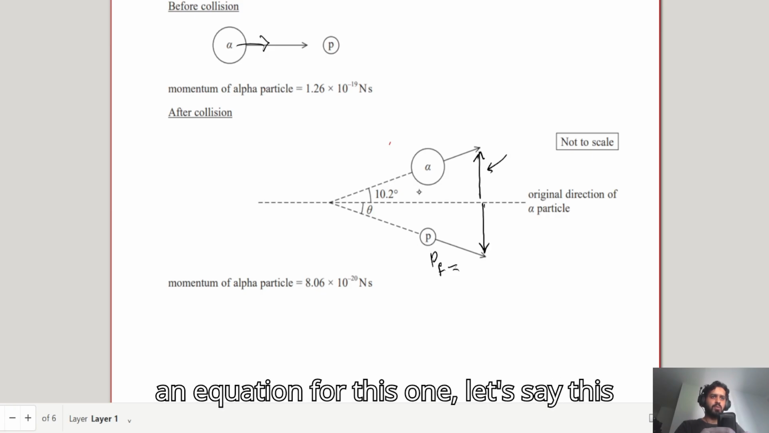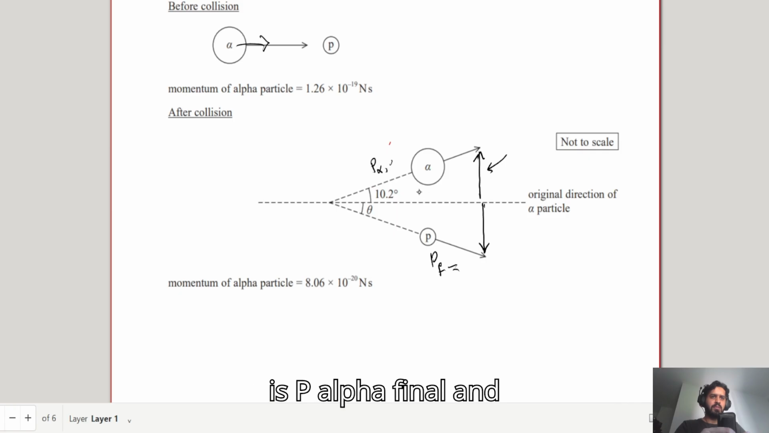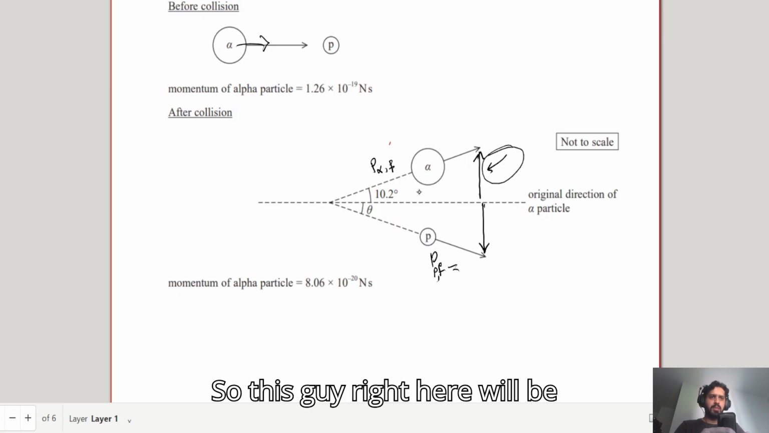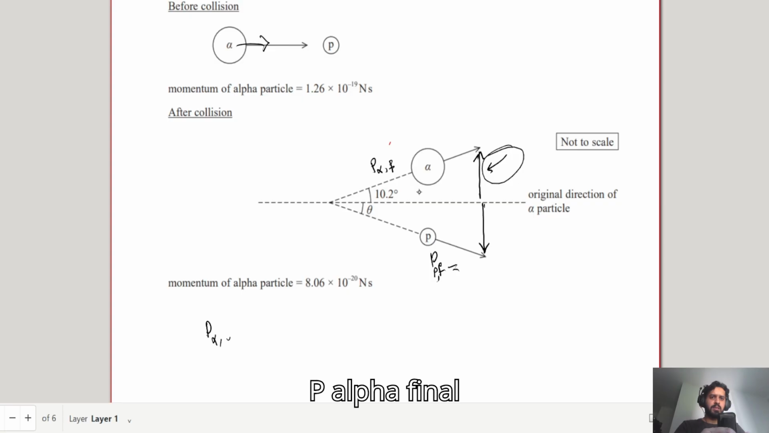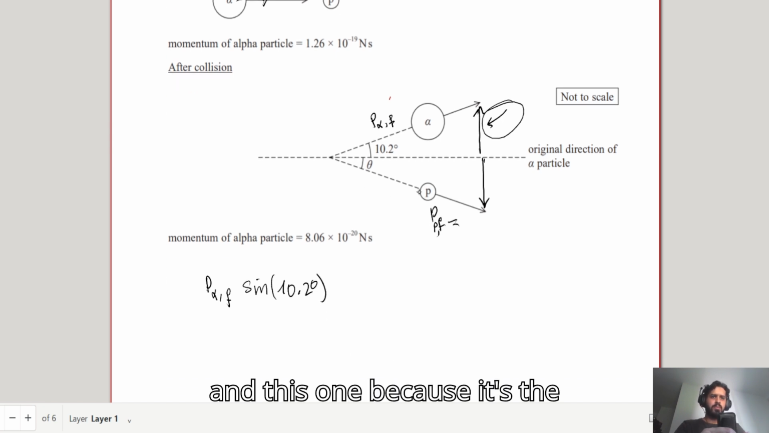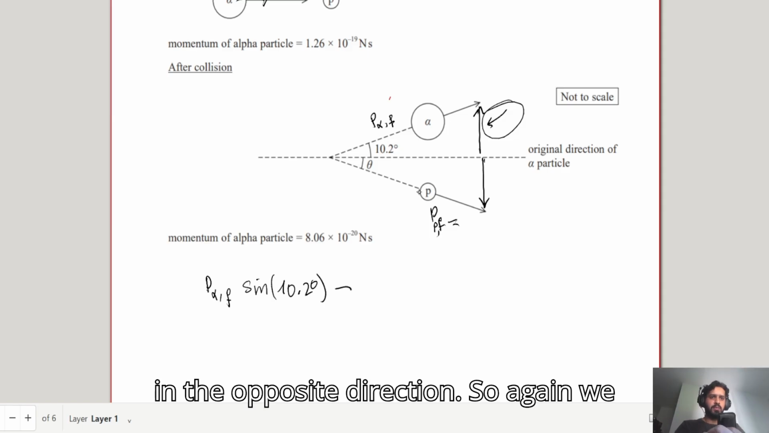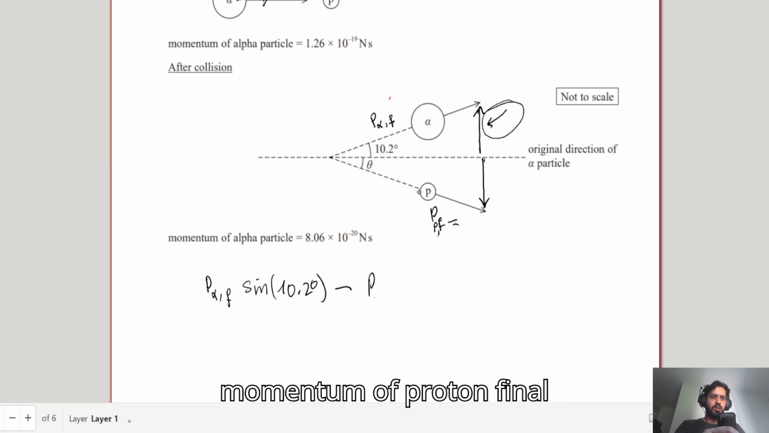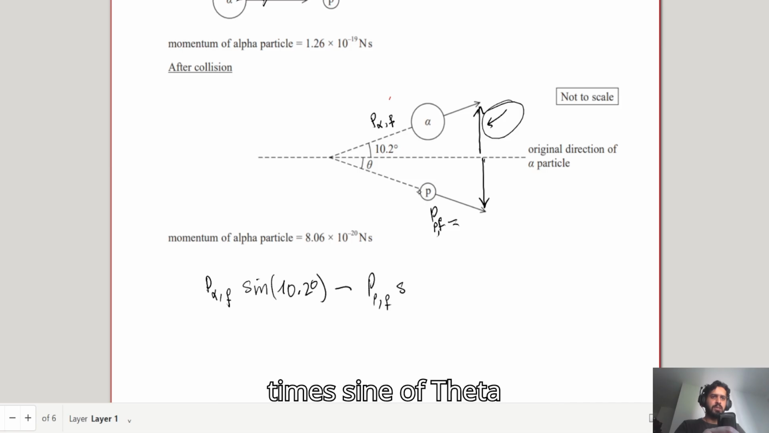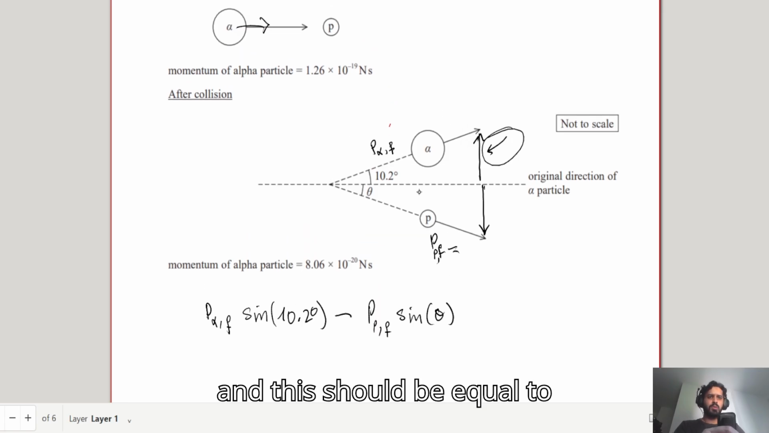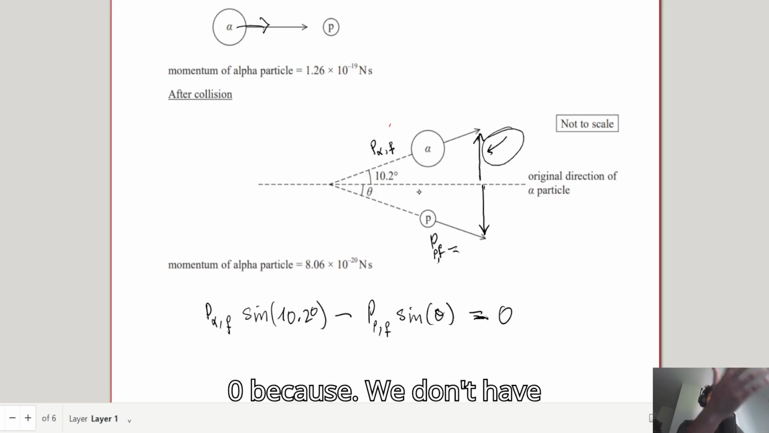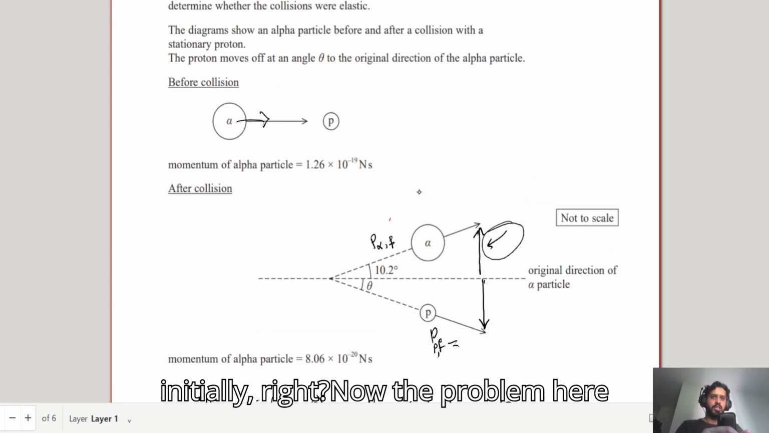So if I write an equation for this one, let's say this is P alpha final, and this is P of the proton final. So this guy right here will be P alpha final times sine of 10.2 degrees. And this one, because it's in the opposite direction, so again, we are dealing with vectors, it will be momentum of proton final times sine of theta, and this should be equal to 0 because we don't have any momentum in the y direction initially, right?